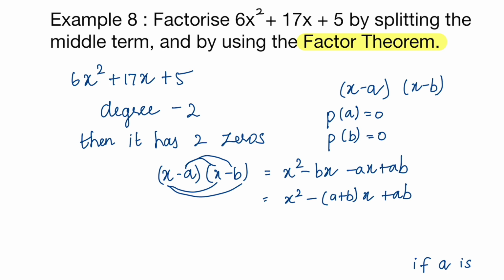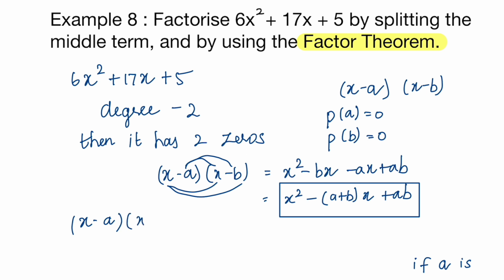So if you were to have a polynomial in this form, that is x squared minus some constant into x plus some constant, you can tell that (x minus a) into (x minus b) is its factorized form, right? This is the factorized form of this polynomial. Okay, are you clear with that?